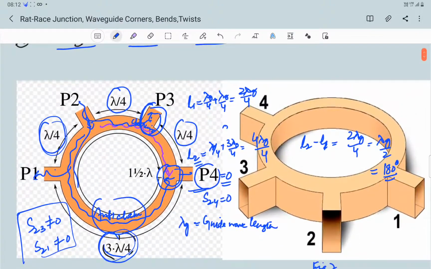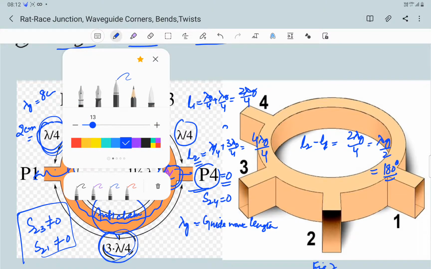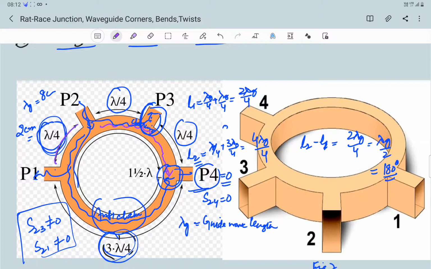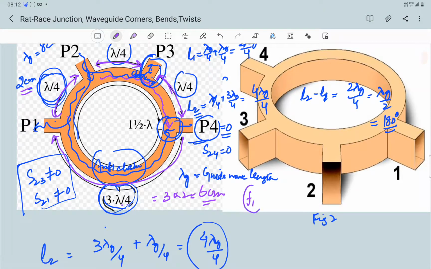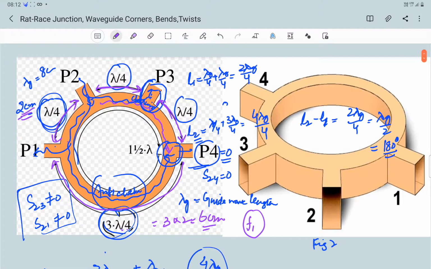So if we look back at this rat race junction, since we have assumed that lambda g is 8 centimeters, lambda g by 4 would be 2 centimeters. So while designing it, this length should be 2 centimeters. This length again should be 2 centimeters. And the separation between ports 3 and 4 should again be 2 centimeters. And this should be 3 lambda g by 4, that would mean 3 into 2 centimeters, which is 6 centimeters. So at the particular frequency f1 for which we have designed it, these separations should be 2, 2, 2 centimeters and 6 centimeters on this side. So the separation between ports 1 and 4 should be 6 centimeters.